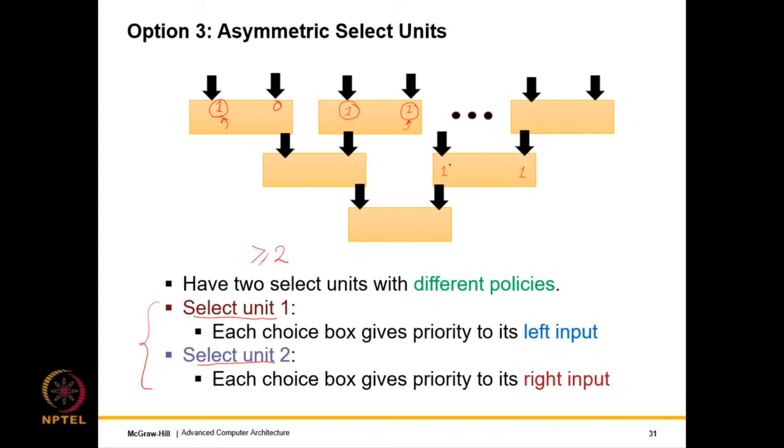Wherever they collide, let's say they collide over here, select unit 1 will choose the left input, while select unit 2 will choose the right input. So automatically the choices will be different. This can of course be proved for more than 2 inputs that are set to 1. It doesn't make a difference. This is a general result and can be proven. So this is a rather fast method of designing parallel select units.